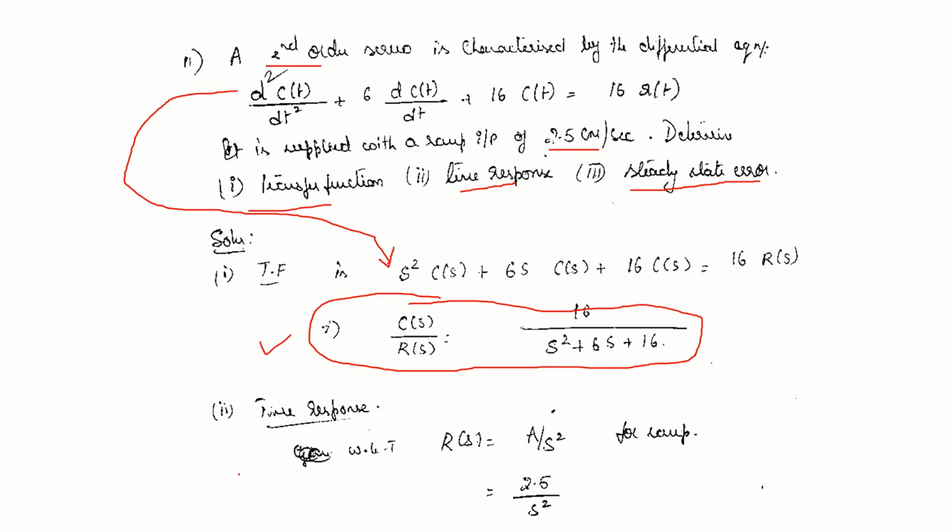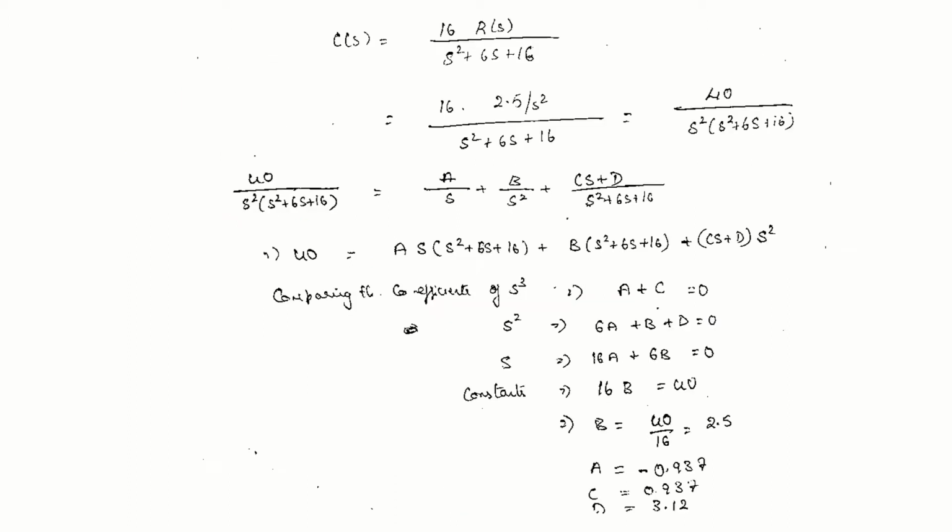Now you have to find the time response for a ramp input. Ramp input is A by s square. A value is 2.5. So 2.5 by s square is r of s. So c of s is 16 r of s divided by s square plus 6s plus 16. R of s is 2.5 by s square. Then you will get this.